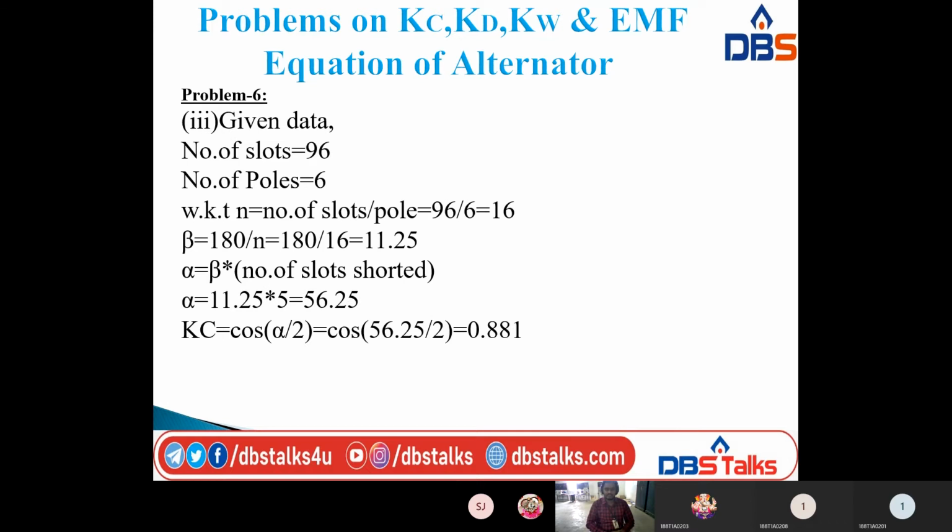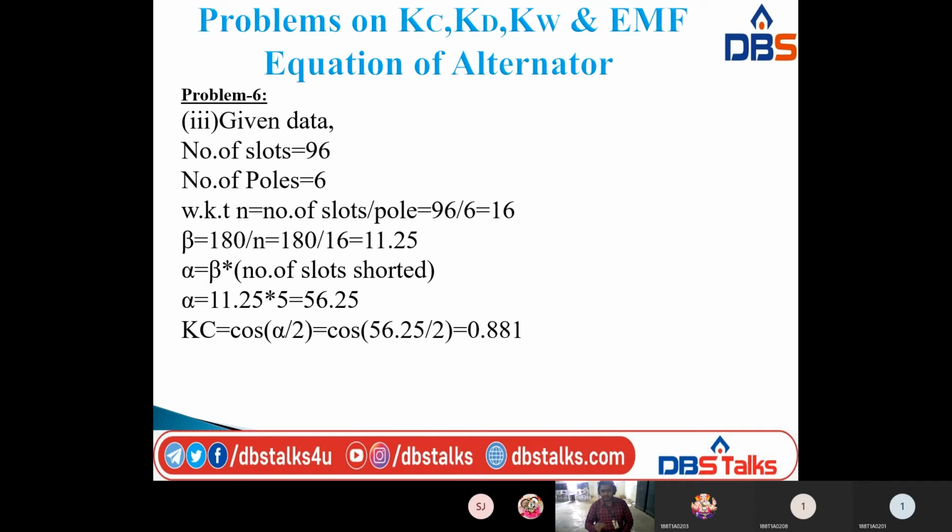In the third case, they given that number of slots is 96 and number of poles is 6. We know that already n is equal to number of slots per pole. So here number of slots is 96 by number of poles is 6, that is equal to 16. So n is equal to 16, and next beta, that is equal to 180 by n. So you already know the n value 16, substitute that one into this one, that is equal to 180 by 16, that is equal to 11.25 degrees. And next alpha, we have to calculate the alpha. So alpha is equal to, what is the formula, beta into number of slots shorted.